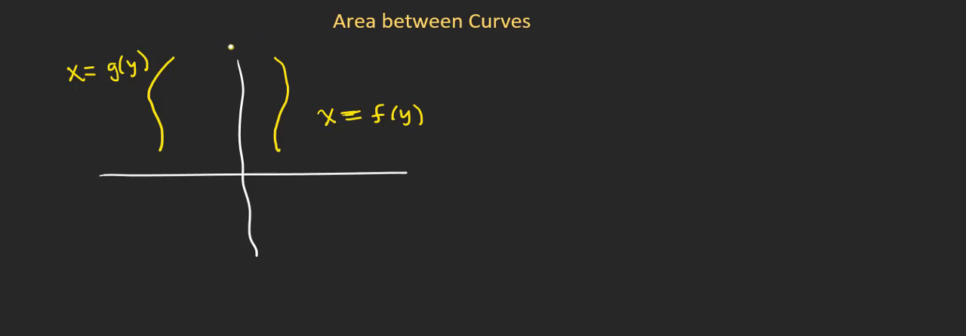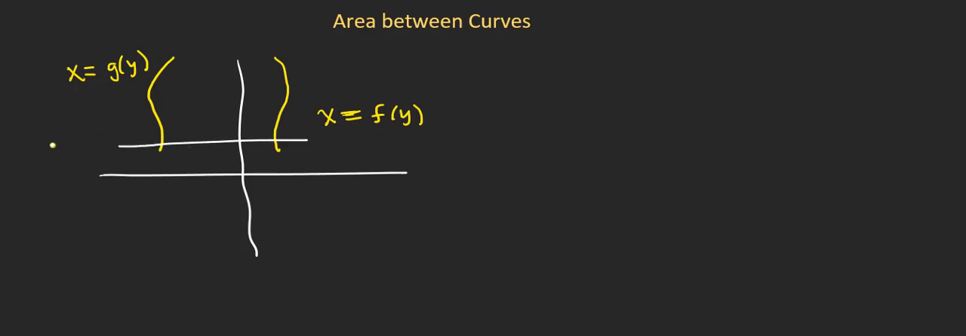Now, let's say you have an area bounded by x equals g of y. Notice, this is not y equals in terms of x. Now, it is x equals in terms of y. And you have x equals f of y, and bounded by two horizontal lines.